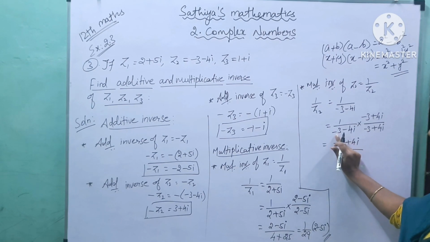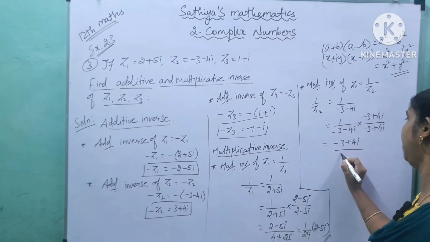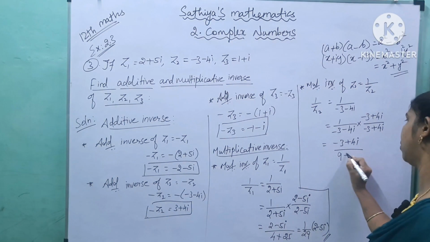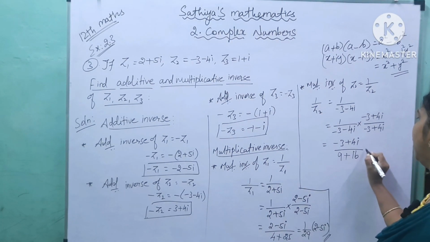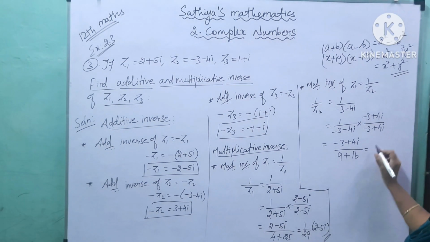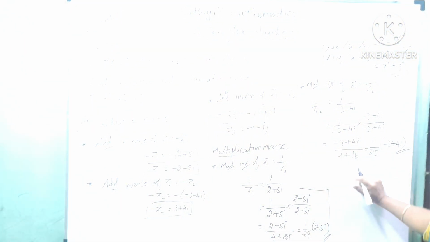This we can write as a square plus b square. A square is 3 square, that is 9. B square is 4 square, 16. So a square plus b square is 9 plus 16, so it is 25. So 1 by 25 into minus 3 plus 4i. This is the multiplicative inverse of z2.